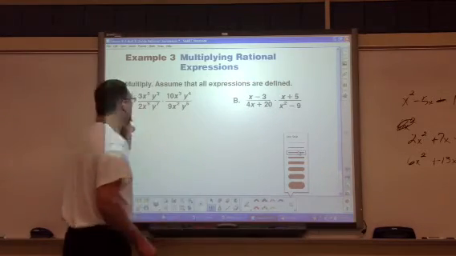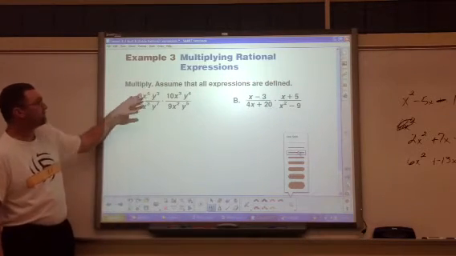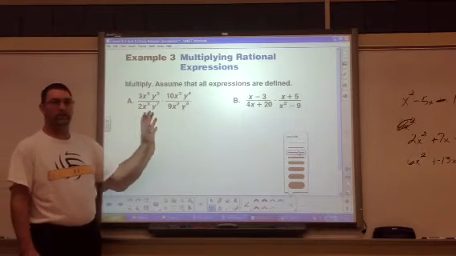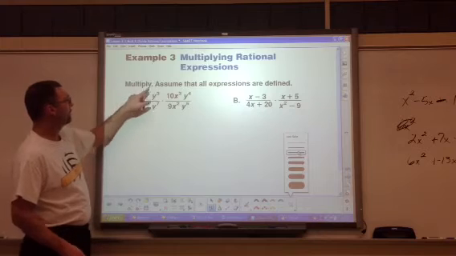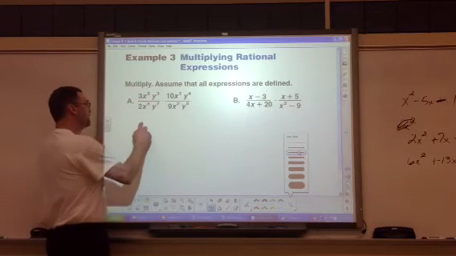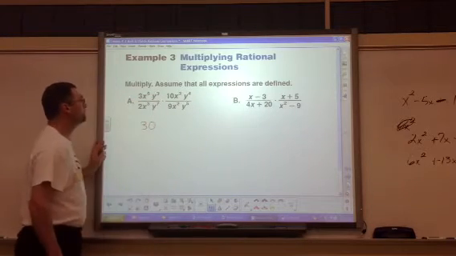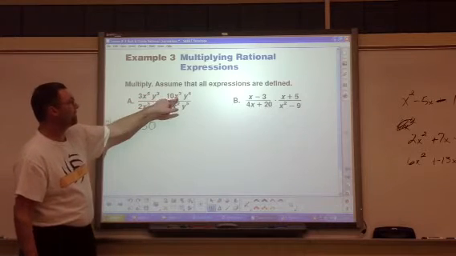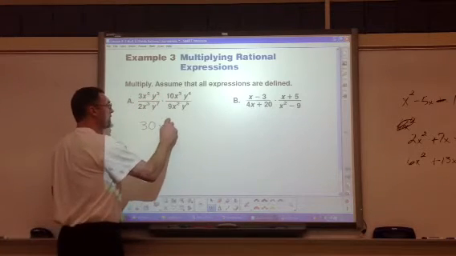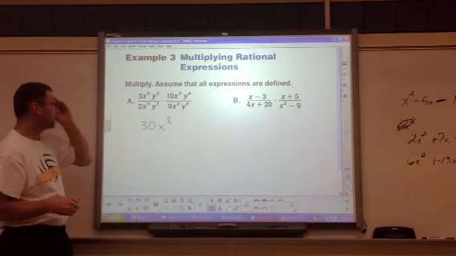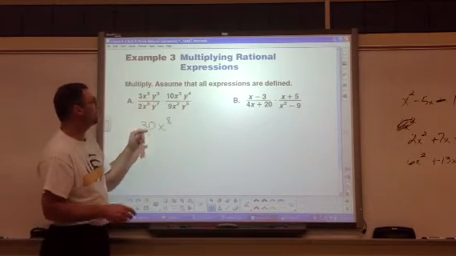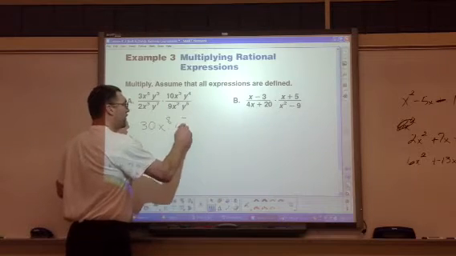So for letter A, because I'm just multiplying with monomials here, I'm going to go ahead and do the multiplication to start. So I'm going to multiply my numbers together. 3 times 10 is 30. X to the 5th times x cubed is x to the 8th. Remember, we're adding the exponents when we multiply the same base. In the denominator, y cubed times y to the 4th is y to the 7th.